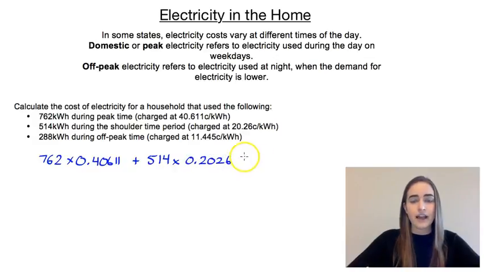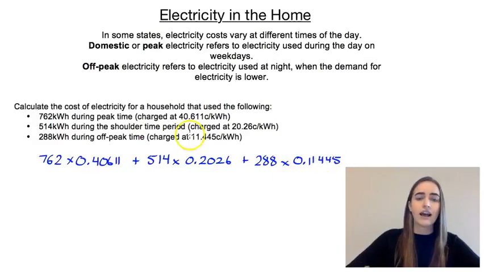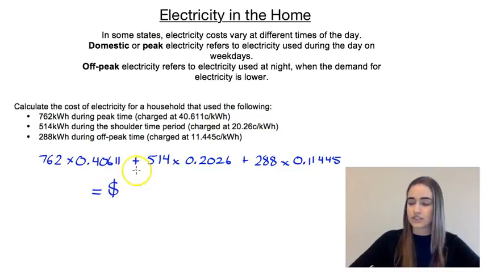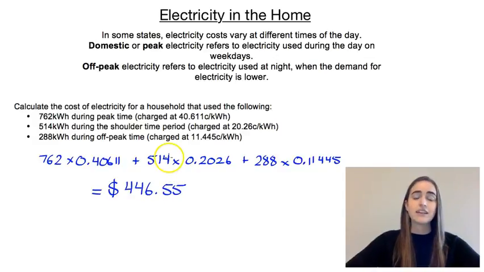And then our last one, our off-peak usage, we've got 288 kilowatt hours, and it's charged at 11.445 cents. So 0.11445 once we change it into dollars. And then if we figure all of that out, the total cost of that electricity is going to be $446.55. So that's just an introduction to a few concepts that we need to know when we're looking at electricity usage in the home.